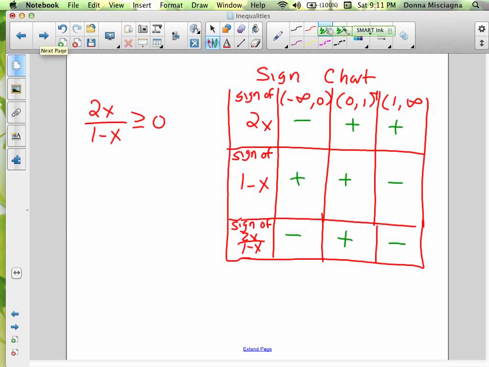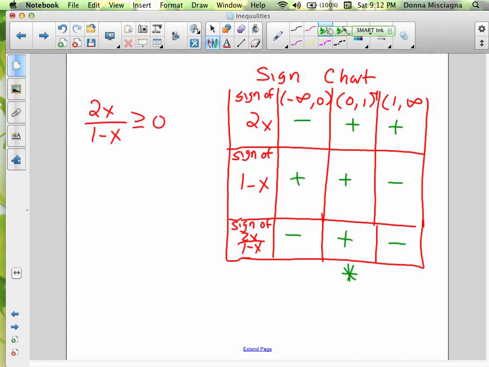Now which of the intervals works? It can be more than one. In fact, if this had said less than, we'll talk about that. But we're looking at greater than, so we're looking at something positive. So we're talking about this interval here. I'll just put a star. That's where the sign of 2x divided by 1 minus x is greater than 0. The only thing now we have to consider is, do the endpoints count?